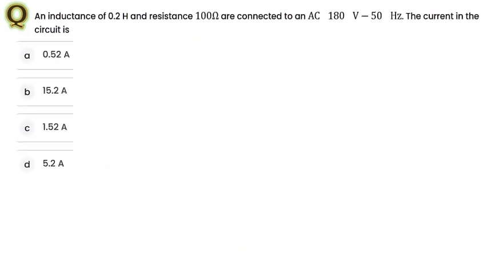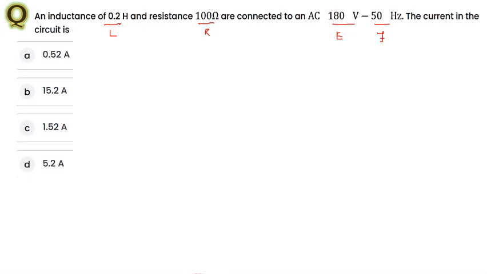To the next problem. Before going to that, we have to mention what data has been given so that this question will be a little easier. They have given the inductance, that is the L value. Inductance here is L = 0.2 henry, and the resistance is R = 100 ohm, connected to an AC potential V, or you can mention it as E, 180 volt, and the frequency is 50 hertz.